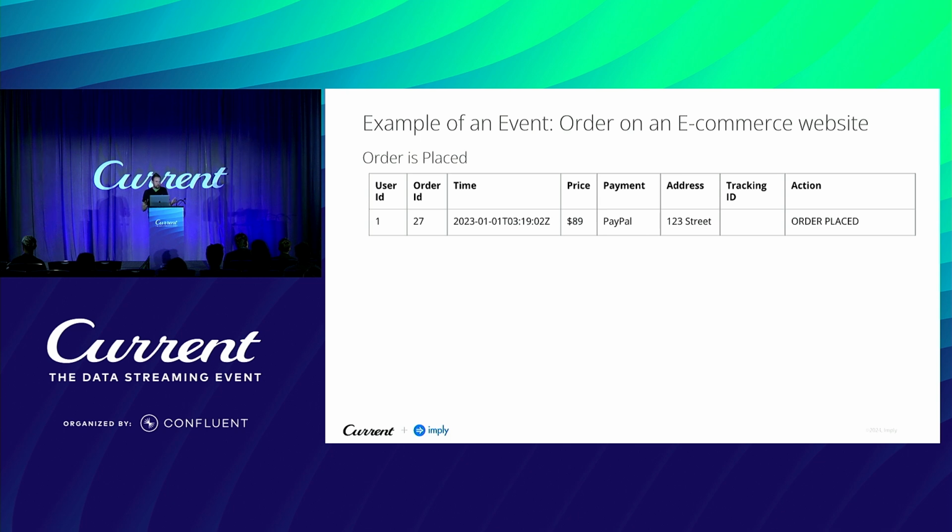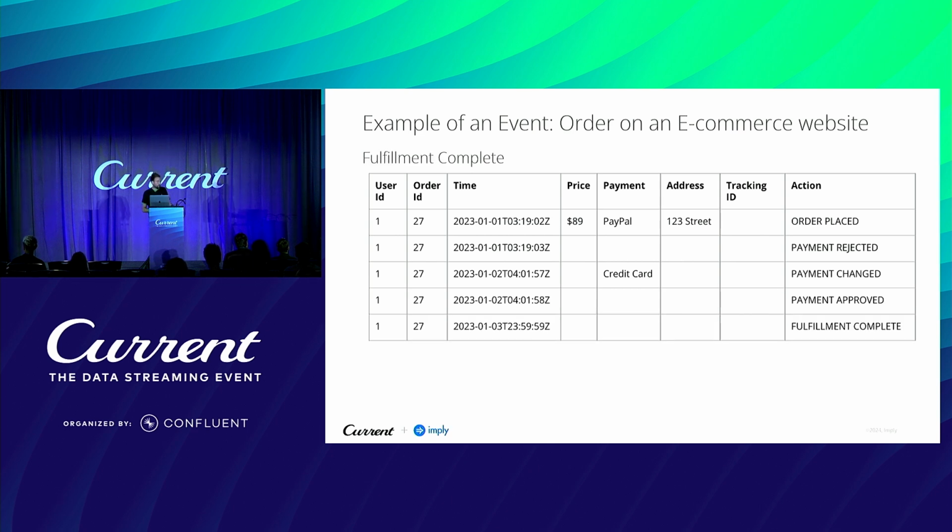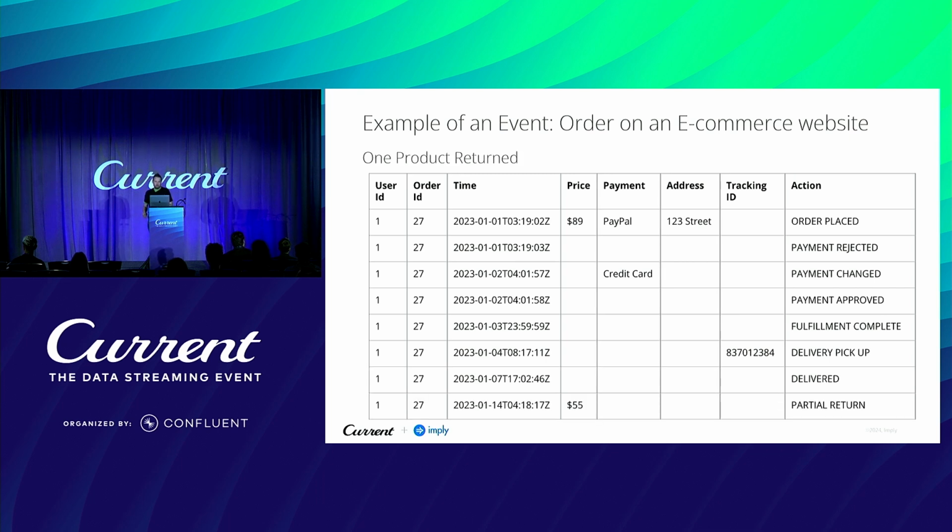Go back to our e-commerce example, and we're just going to play out basically the same example. We have the order placed, we had that payment rejected, we then had them come back with their credit card, and they updated the payment type to credit card. It now ended up approved. Fulfillment ended up completed. It was then picked up for delivery, and now they've got this tracking ID. It then ended up delivered, and now there's the partial return, and we see that price kind of change here. And here you can see all of the different actions and activities that have happened for this order over a period of time and everything that happened.